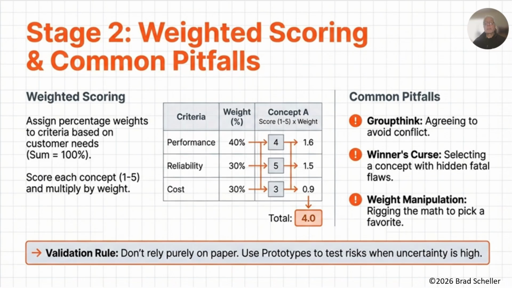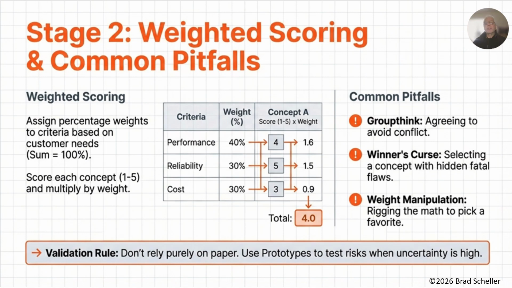The highest total score wins, usually. But watch out for 3 common pitfalls. First, groupthink. Everyone agrees to avoid conflict, even when someone has valid concerns. Encourage dissent. The person raising red flags might save you from a disaster.